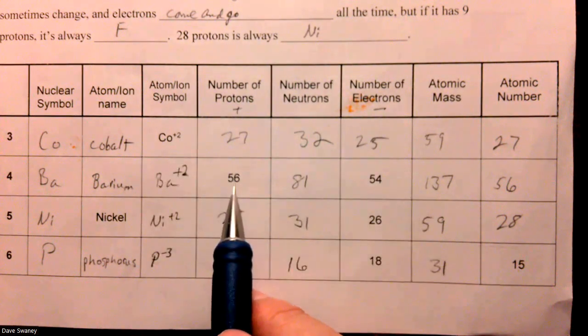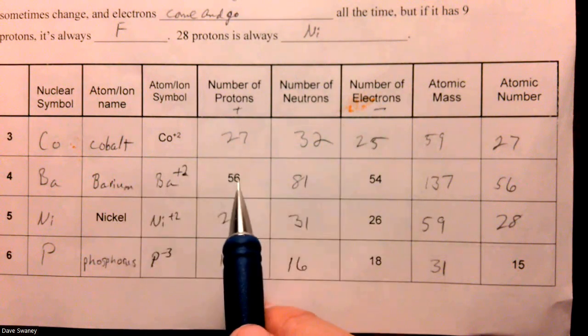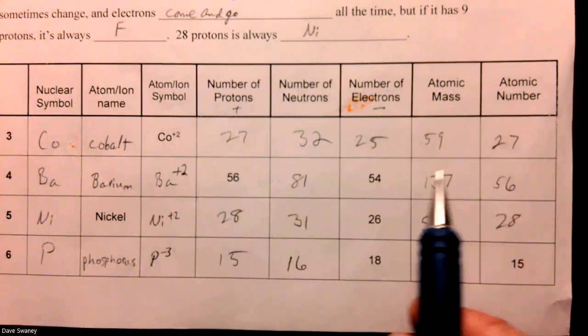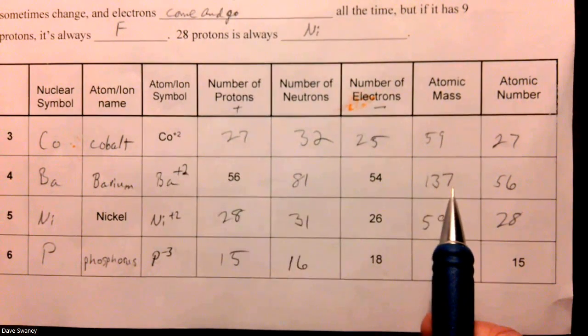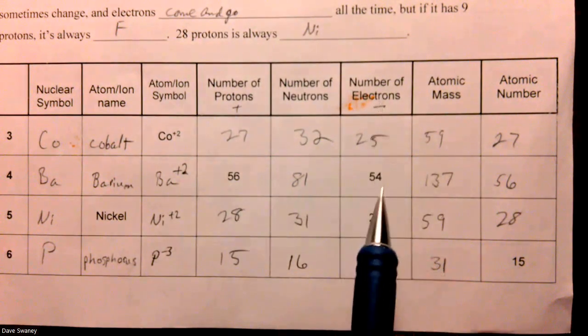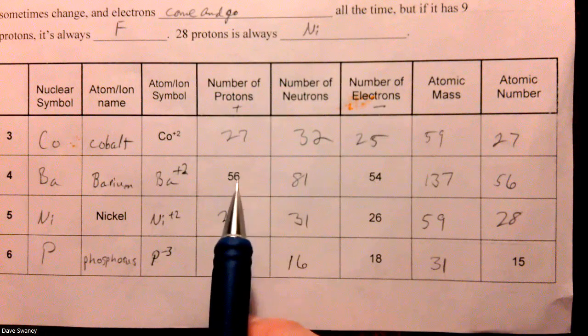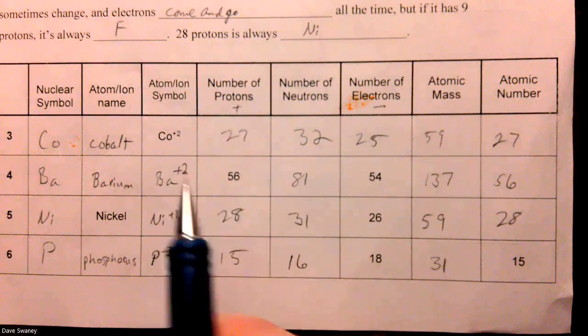If you have 56 protons, go look it up. It's barium, bottom left. Now, we have 56 protons, which means that's a 56. The atomic mass, the decimal number, rounds off to 137 if we're going to use a whole number this time. The number of electrons is 54. That's 54 negatives and 56 positives. That means that the charge is positive 2.